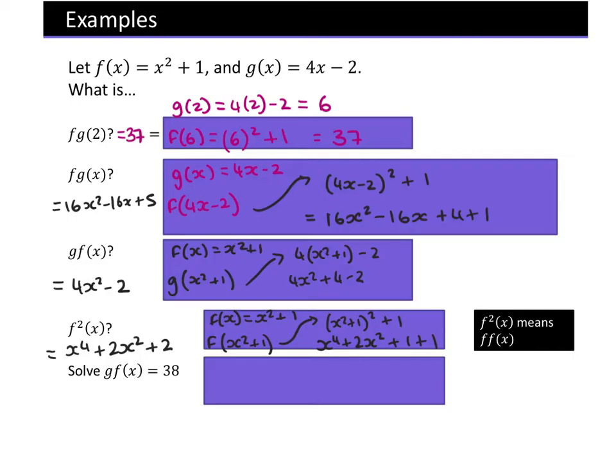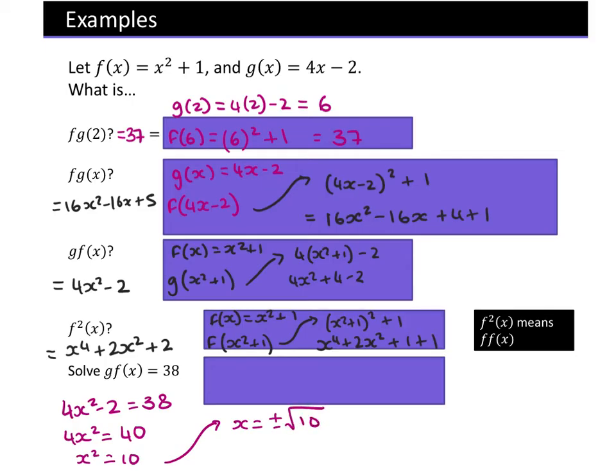And then the last type of question. Solve g of f of x equals 38. Well, lucky for us, g of f of x equals 4x squared minus 2. We worked that out earlier, okay? This is something I prepared for us earlier. So that means we're solving 4x squared minus 2 equals 38. So 4x squared equals 40. X squared equals 10. X equals plus or minus the square root of 10.